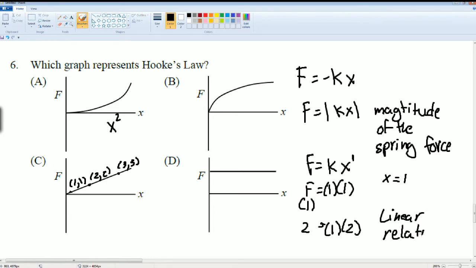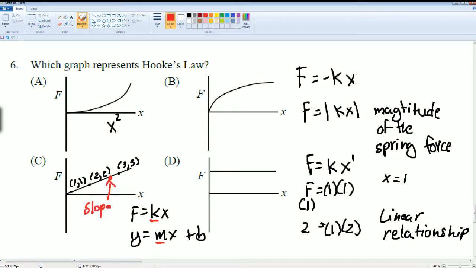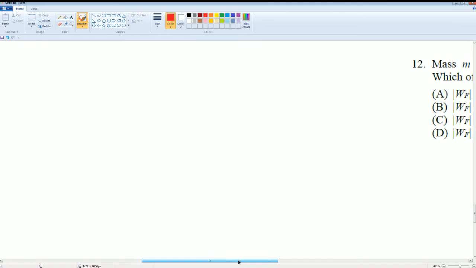relationship. And what do we say? Hooke's law, F is equal to kx, is reminding us of y equals mx plus b, where the spring constant is equal to the slope. So the slope here is also equal to the spring constant. Good. Let's drop this over, go back up.